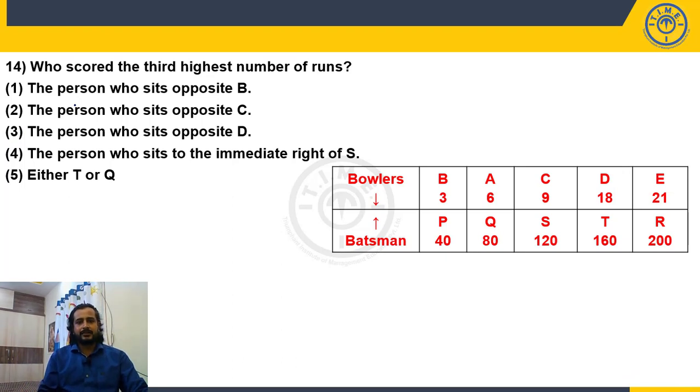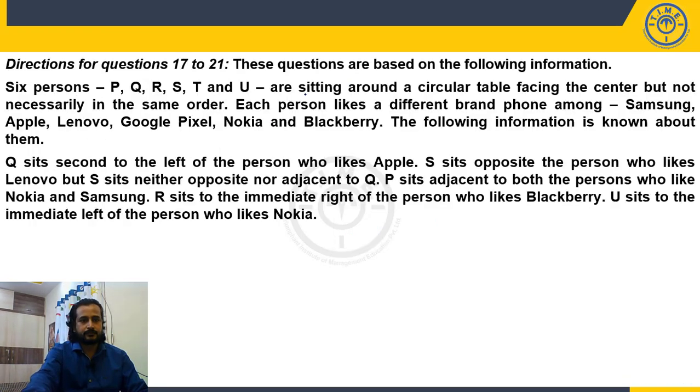Who scored the third highest number of runs? First highest, second highest, third highest. Who is there? S. Okay, but it is not given directly. Let's see. The person who sits opposite B? No. The person who sits opposite C? Yes. So which option? Choice 2.